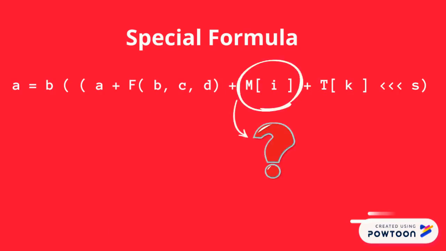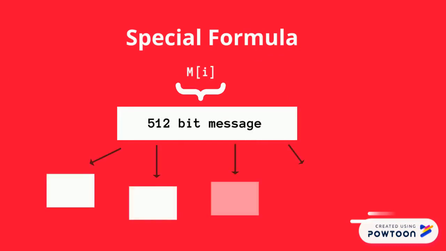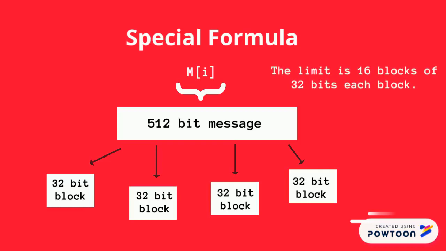But what is Mi? This is in charge of breaking the 512-bit message into blocks. In this part, Mi is going to give us the specific number of blocks we want to implement in the method. There is a limit of 16 blocks of 32 bits each.